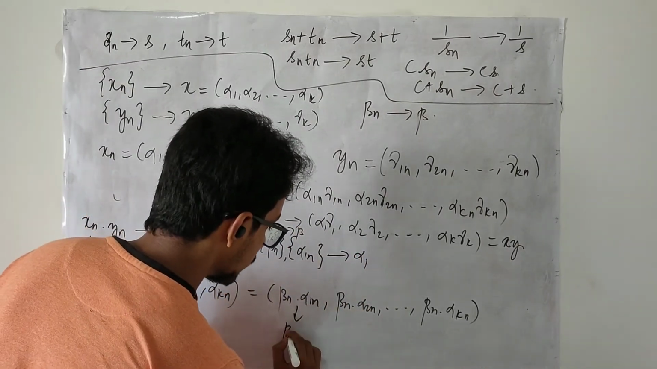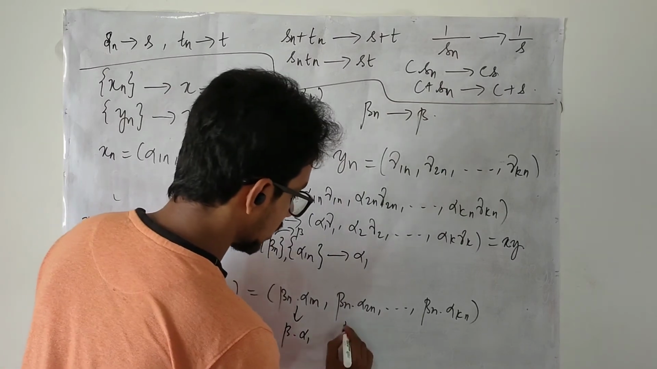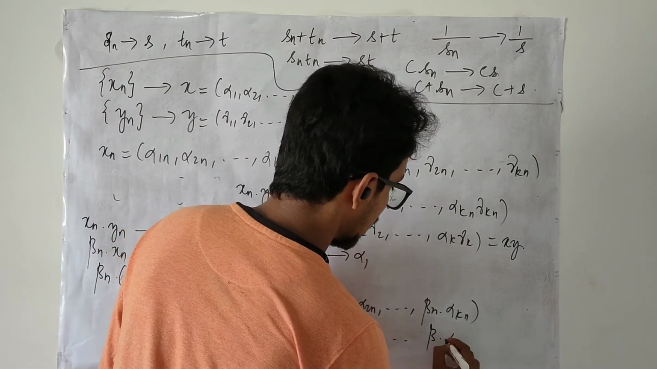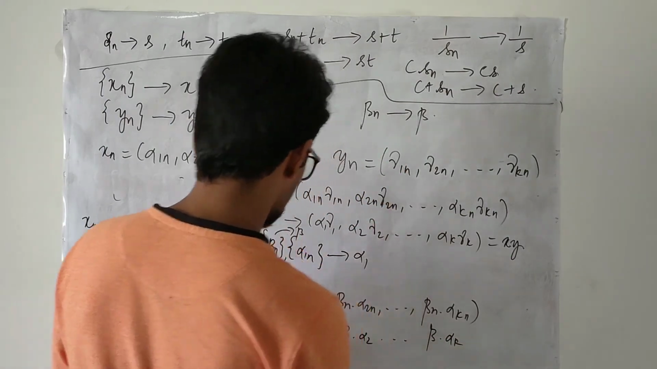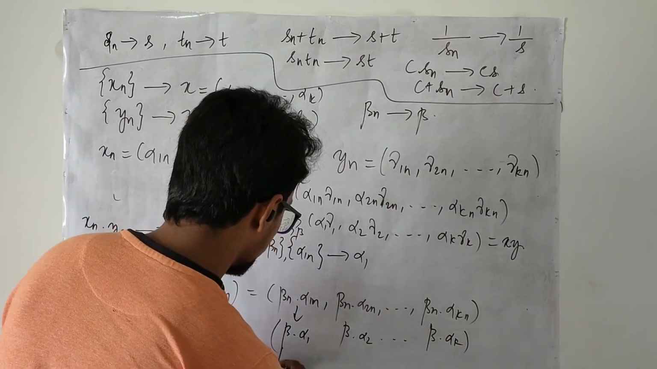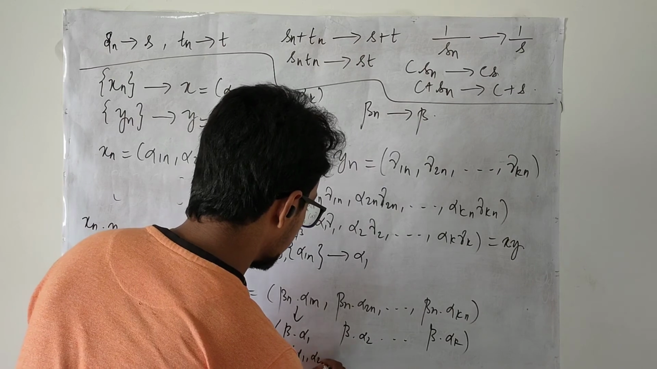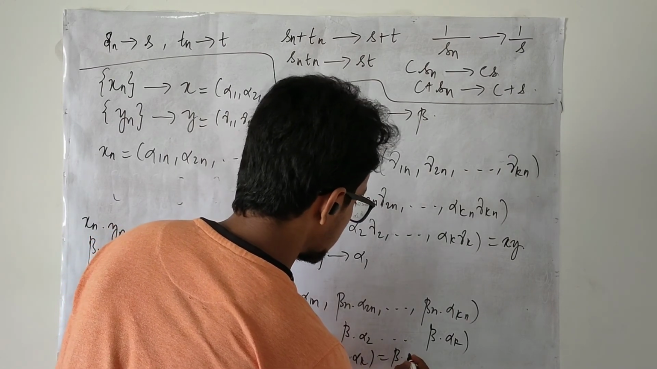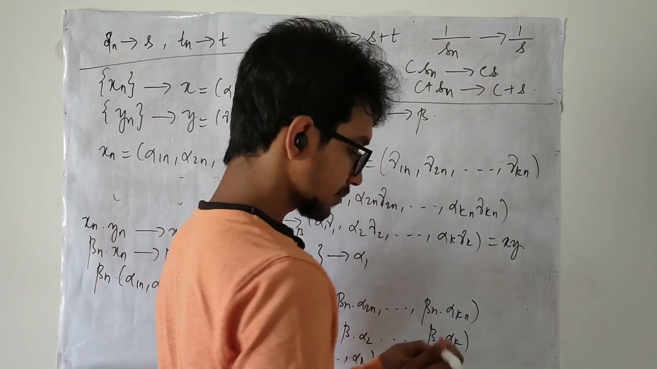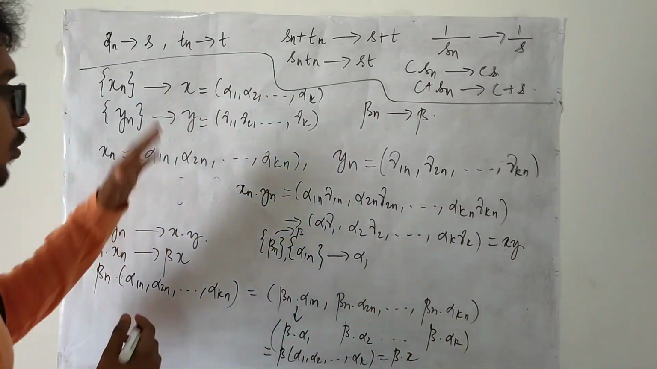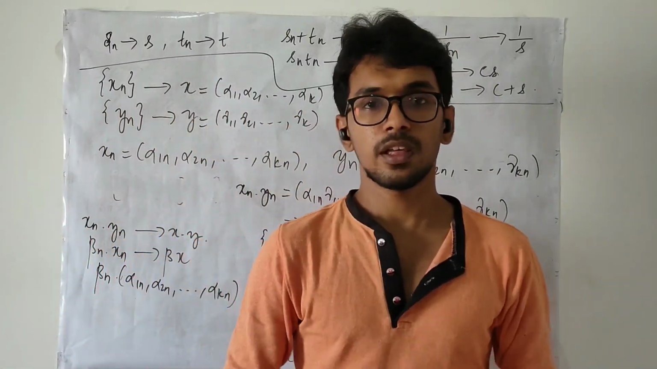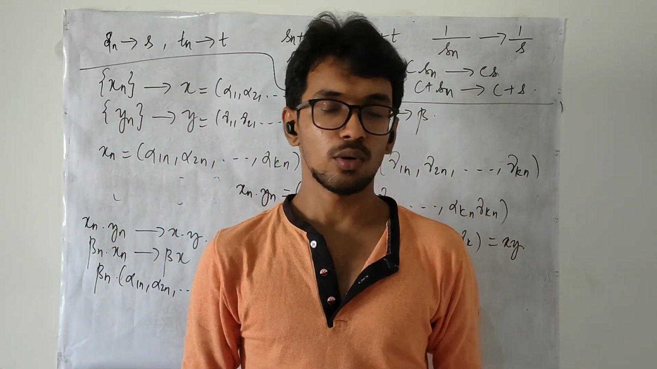Therefore, it converges to beta alpha 1. This converges to beta alpha 2. Similarly, this converges to beta alpha k, and put together what you get: if you take beta outside, you will have alpha 1, alpha 2 until alpha k. Therefore, it is beta times x. Right? I have given you the outline of the proof of this theorem. If you want to write it in a proper way, that you can do, I hope.